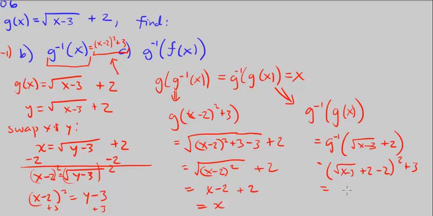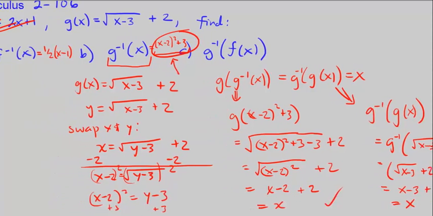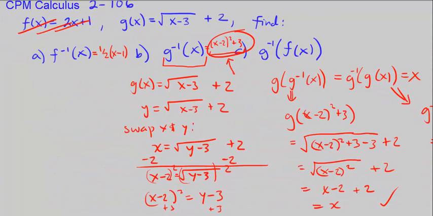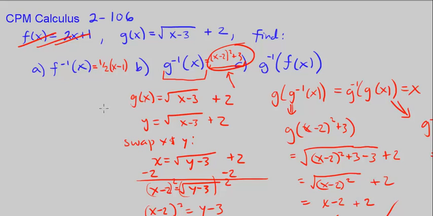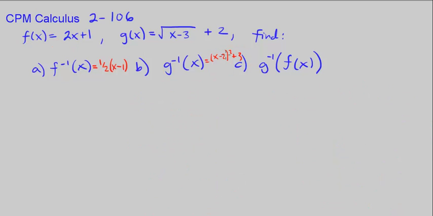So we simplify this. 2 minus 2 is 0. The square root of x minus 3, squared, is just going to be x minus 3 left. And we have the plus 3. That equals x. So we verified that this is the inverse function of g. Okay. So finally, we can move on and look at part C.